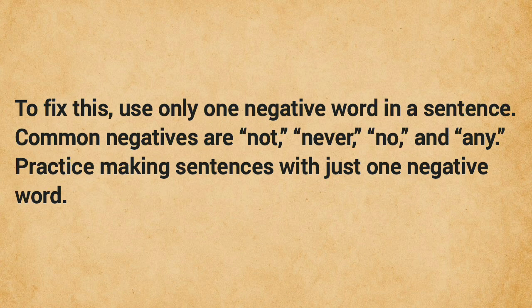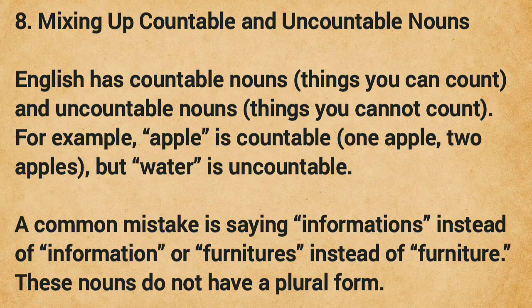To fix this, use only one negative word in a sentence. Common negatives are not, never, no, and any. Practice making sentences with just one negative word. 8. Mixing up countable and uncountable nouns. English has countable nouns, things you can count, and uncountable nouns, things you cannot count. For example, apple is countable: 1 apple, 2 apples, but water is uncountable.